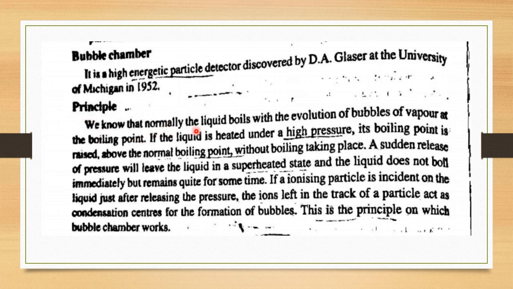Principle. We know that normally the liquid boils with the evolution of bubbles of vapors at the boiling point. If the liquid is heated under high pressure, its boiling point is raised above the normal boiling point without boiling taking place. And a sudden release of pressure will leave the liquid in a superheated state, and the liquid does not boil immediately but remains quiet for some time.